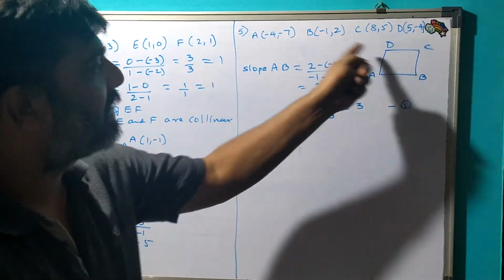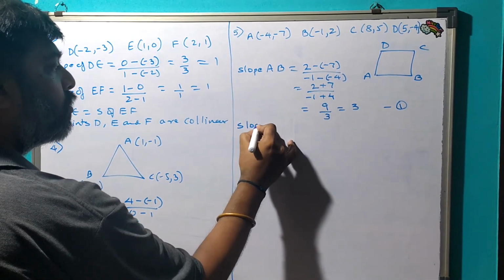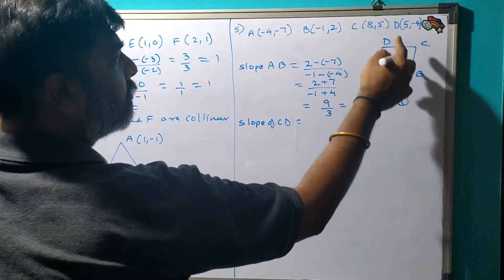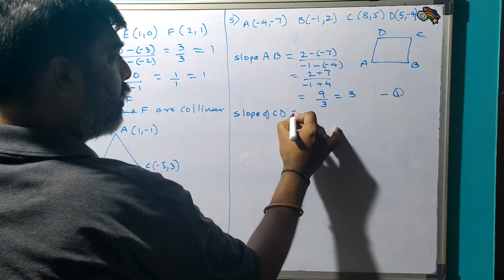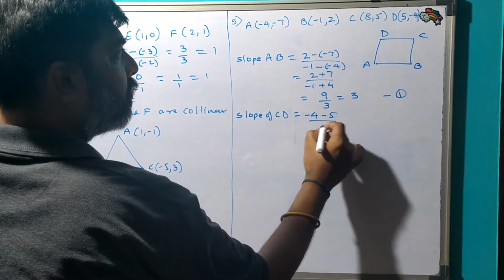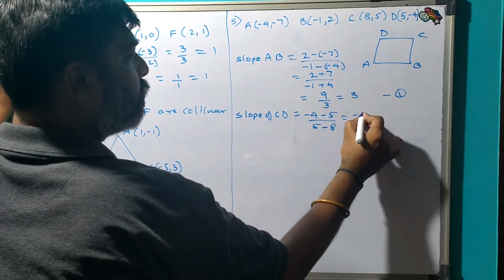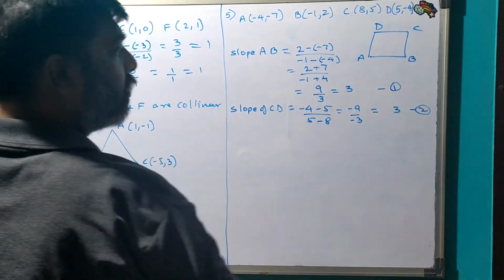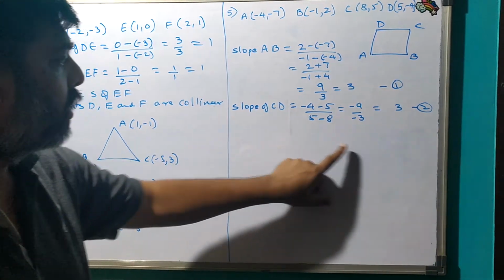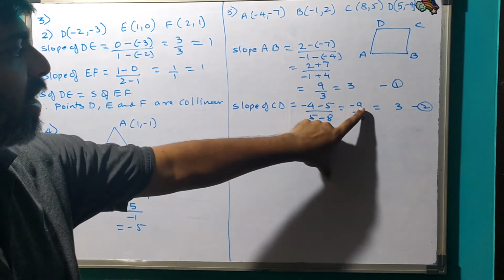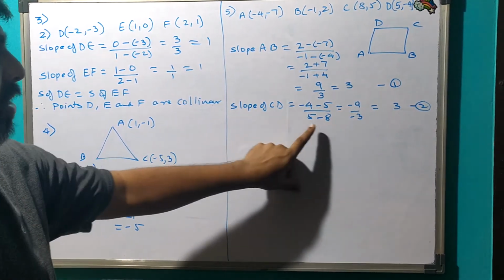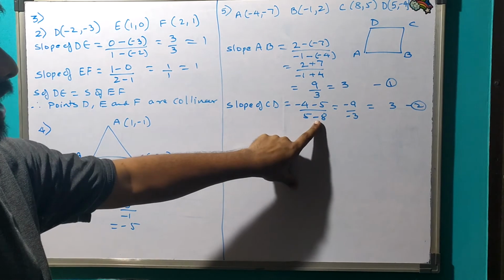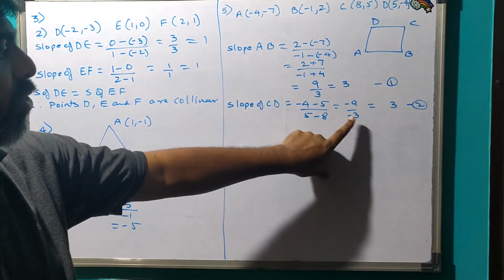Opposite to AB is CD. Let us find the slope of CD. CD means D minus C. This will become minus 4 minus 5, 5 minus 8, that is minus 9 upon minus 3. I will get this slope as 3. Make this statement as 2. Minus minus plus, 5 plus 4 is 9, sign of the greater number, hence it is minus. Plus minus minus, so 8 minus 5 is 3, sign of the greater number, hence minus. So minus 9 upon minus 3 is equal to 3.